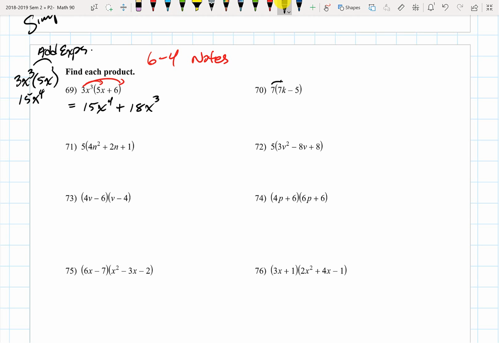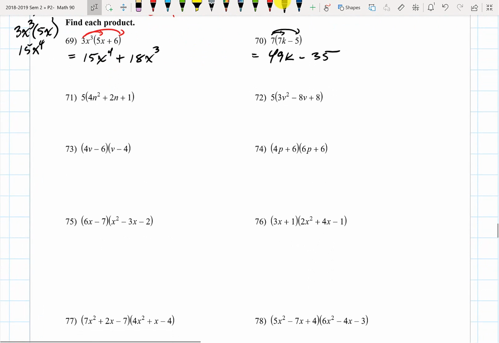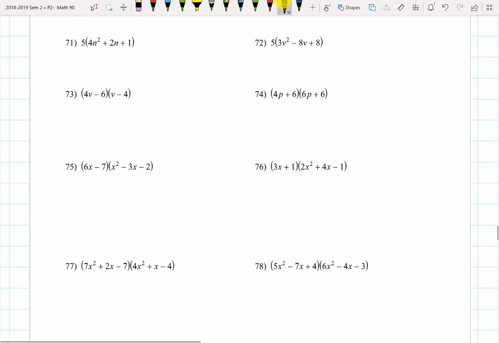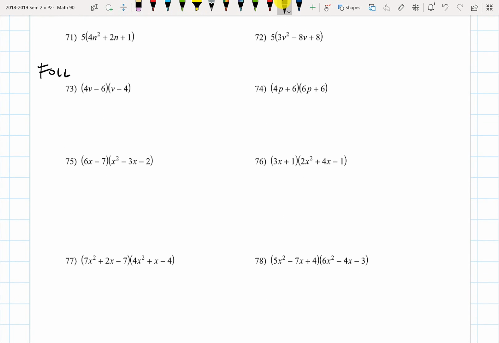Same thing here. When you distribute here, you get 49k minus, all right, 35. You guys can do 70 and 71 and 72. On this one here, you want to use the FOIL method or distributive property. All right, first, outer, inner, last. Okay, so 4v times 4v, that's 4v squared. 4v times negative 4 is negative 16v. Negative 6v here, and then a plus 24.